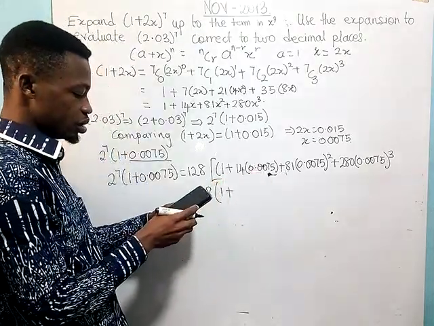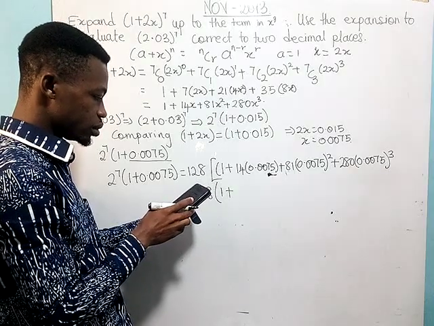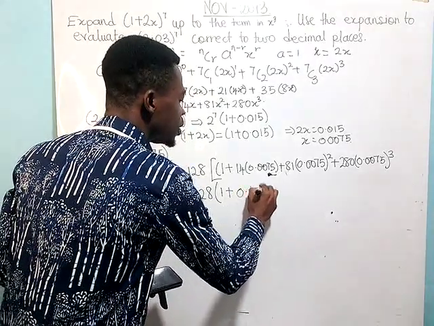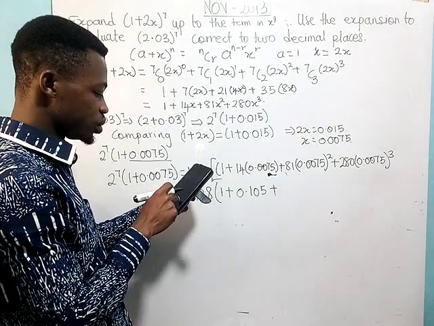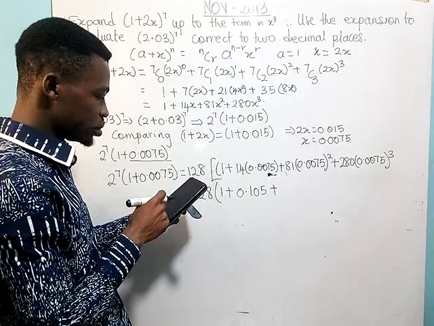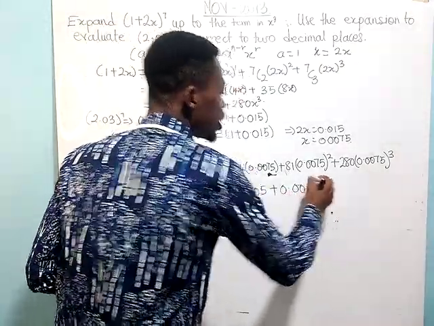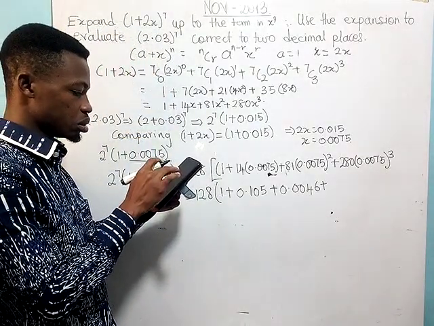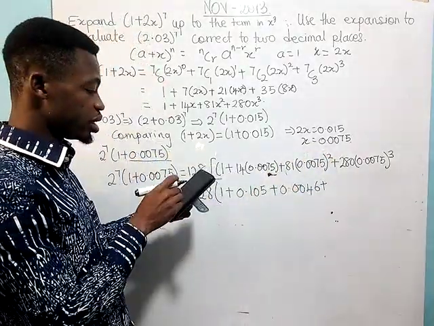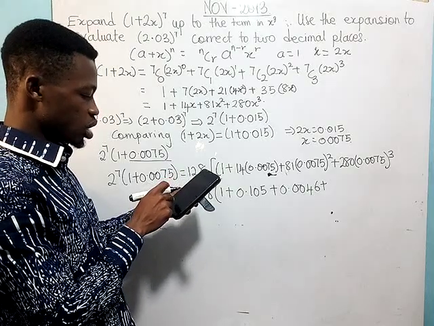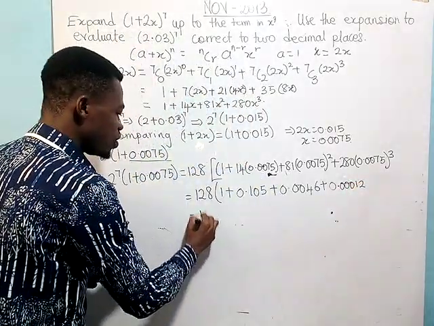1 plus. Now we multiply this. 0.0075 times 14 gives us 0.105. 0.0075 to the power 2 times 84 will give us 0.0046, plus 280 times 0.0075 to the power 3 gives 0.0012. So this will give us 128 out here.